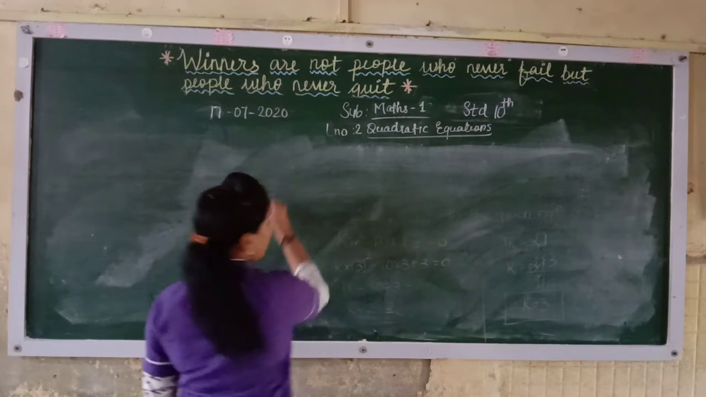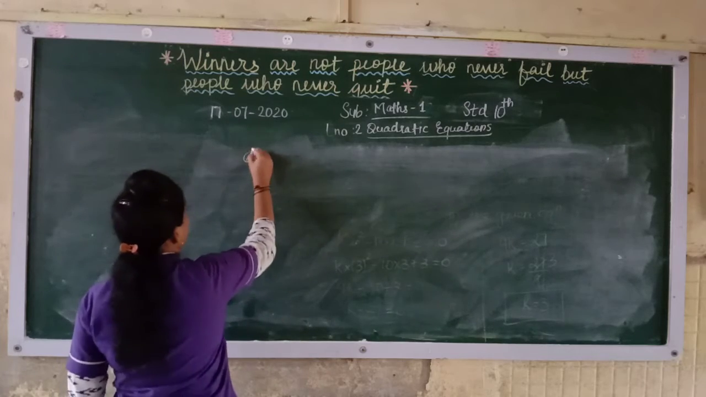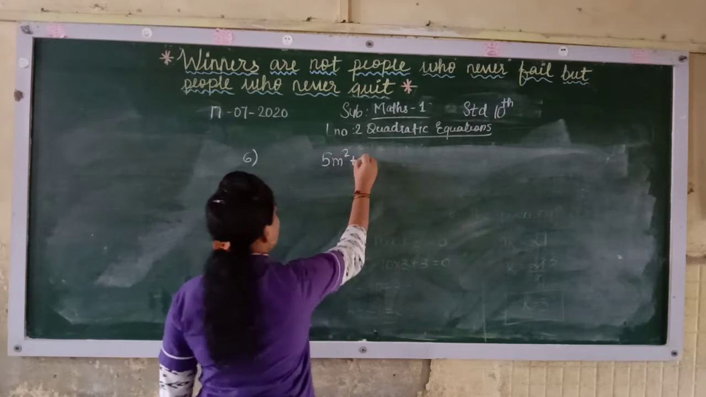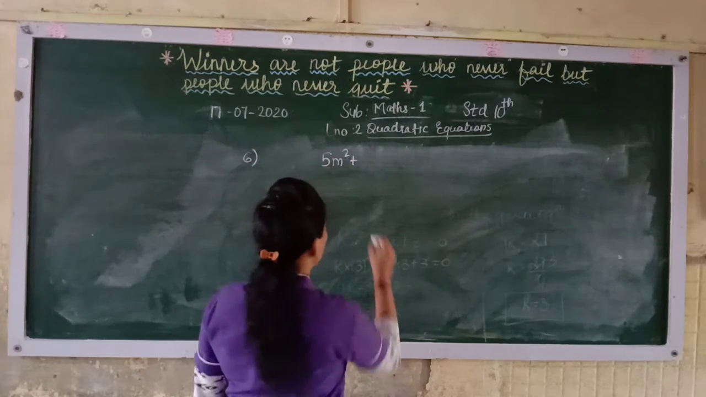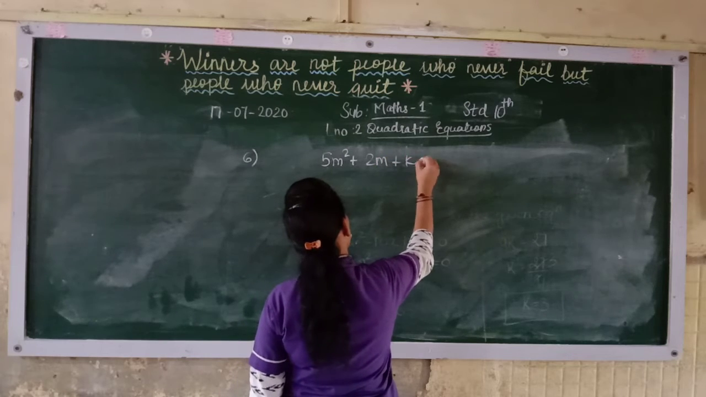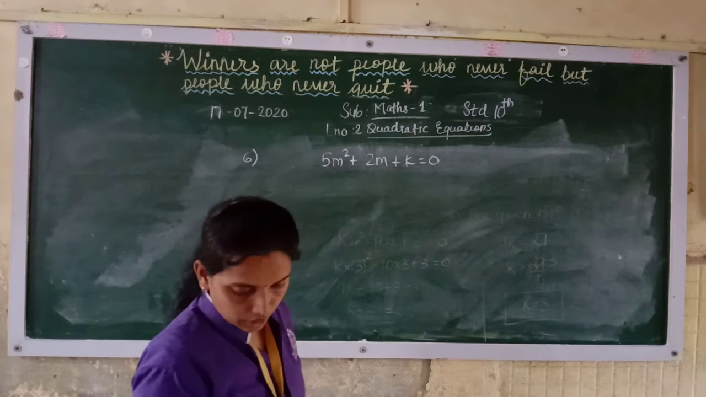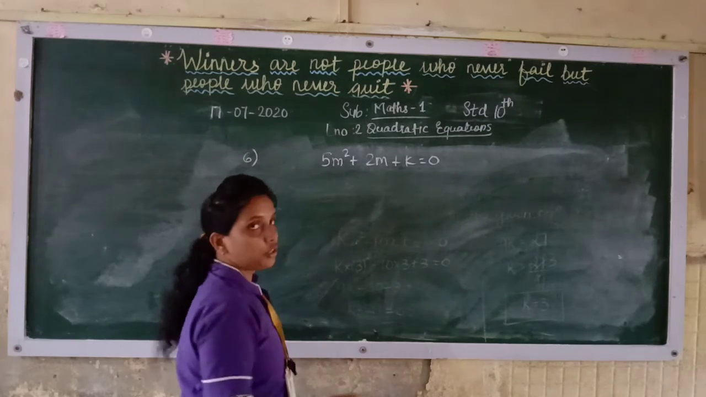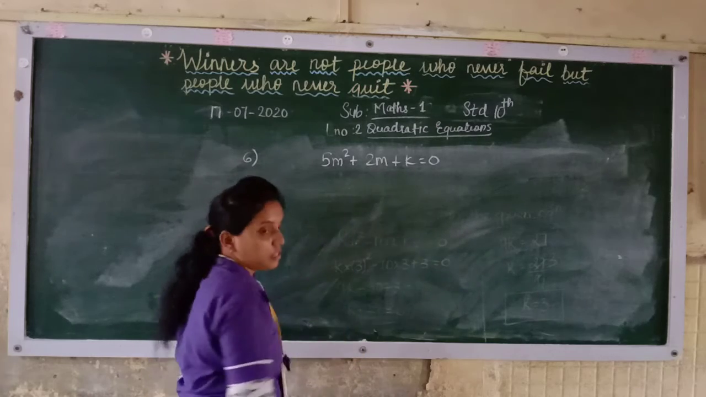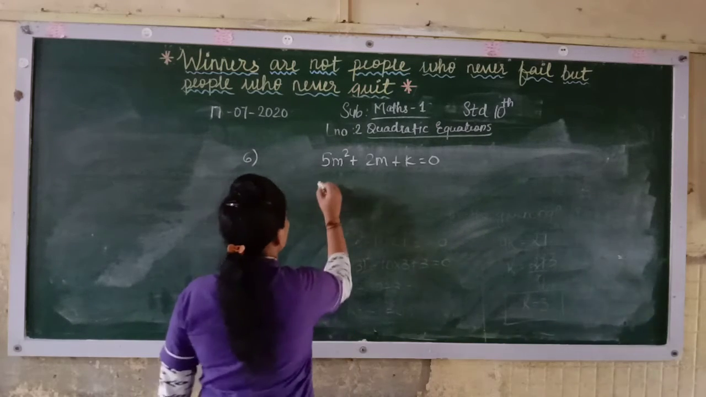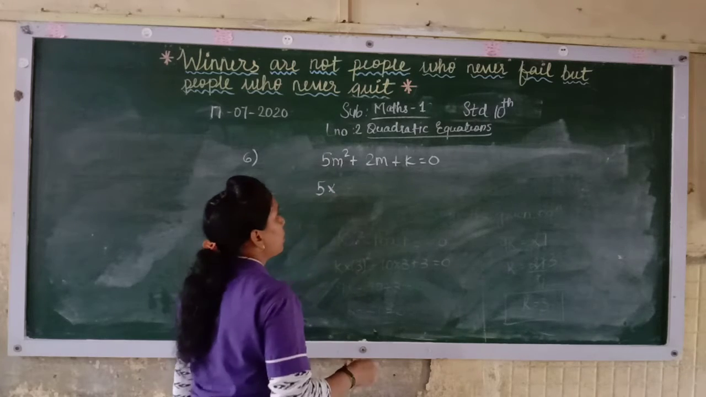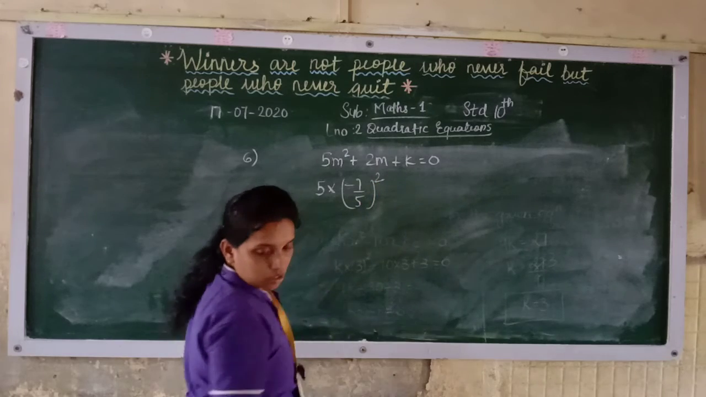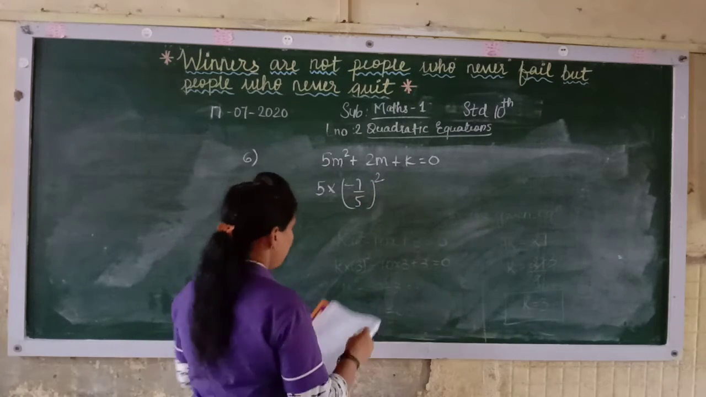See, the equation we are having is in short the same as the fifth one only. The equation is 5m square plus 2m plus k equal to 0. Now here the root is minus 7 upon 5. So here you will substitute m is equal to minus 7 upon 5. So here you will get 5 into the whole square of m, that is minus 7 upon 5 the whole square. Then the box is what?